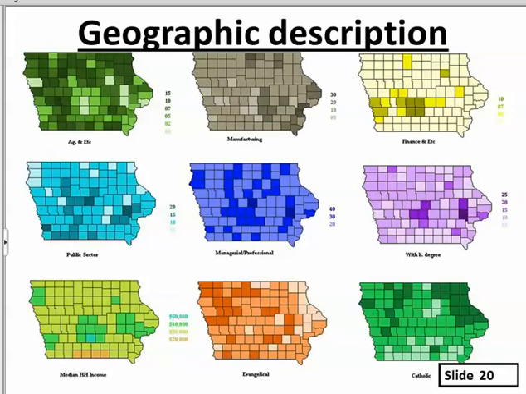Here's another interesting way of displaying information. This is for the state of Iowa. What's happened is they took all the counties in Iowa and broke them out by different categories. If you look in the upper left-hand corner, the green one is agriculture and something, okay? And the next one to the right, the gray, is dealing with how much manufacturing. If the color is very light, there's very little manufacturing there. If the gray color is very dark, there's a lot of manufacturing there. So you see how they're breaking this out.